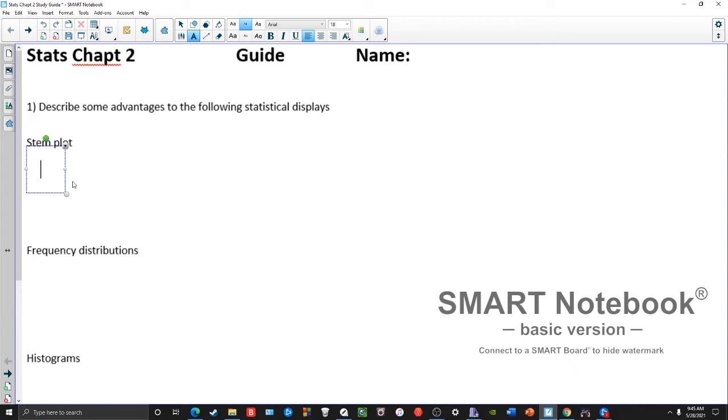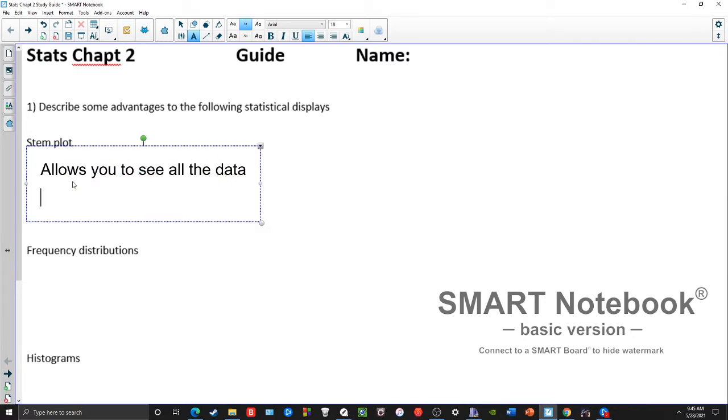And again, usually it's good to think of at least two. So one thing that's good for stem plots is that it allows you to see all the data. So you can actually see all the individual data points. You don't categorize them into categories. You can see exactly what the data points are without having any estimation or categorization going on.